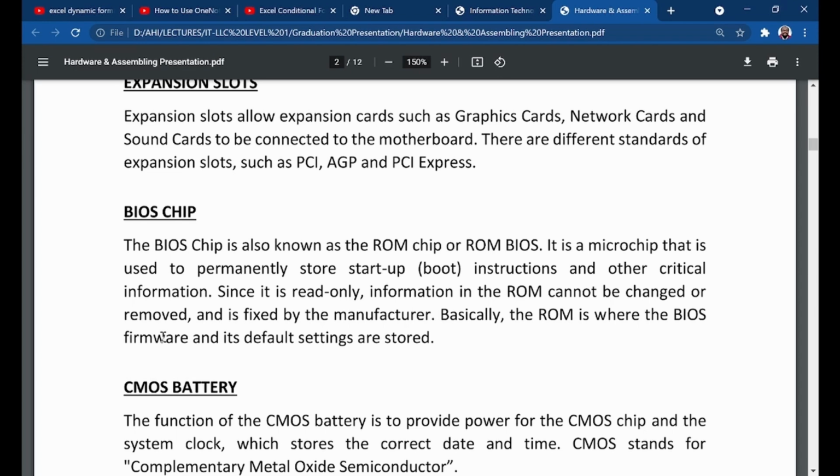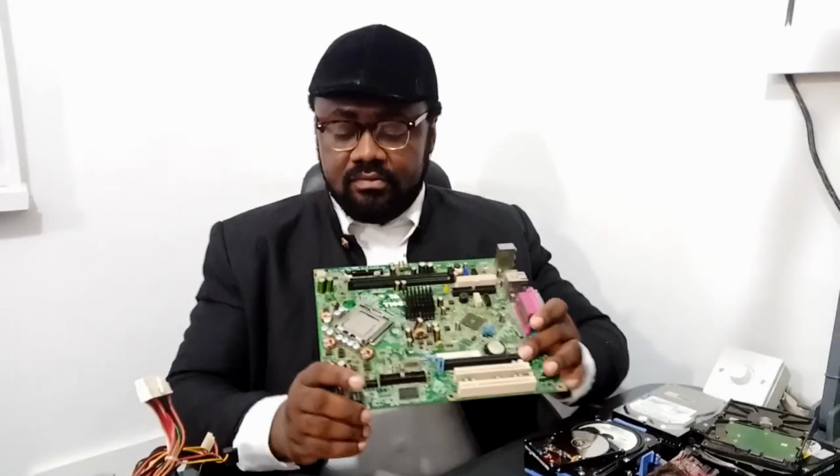The BIOS is the first program that controls the startup of a computer until the operating system takes over. When you turn on your computer, it takes time before you see the Windows logo. When the Windows logo shows, it means the operating system has taken over. But before that, a lot of things take place before the operating system takes over. It is the BIOS that controls the startup, and it has a lot of settings and instructions.